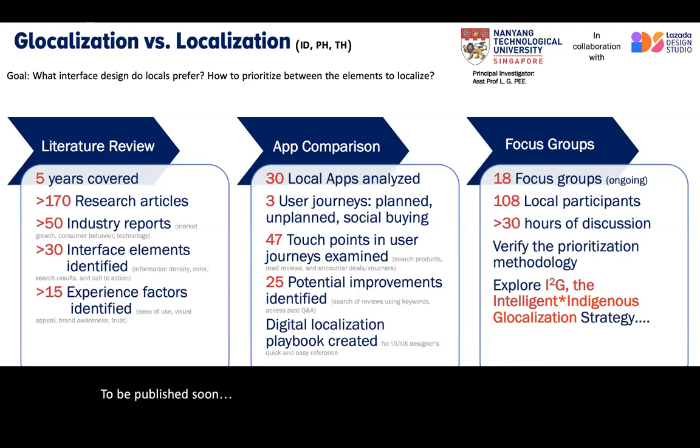And the next phase, which we are going into, is focus groups, where we will be doing about 18 focus groups, 6 in each market, where there will obviously be a lot of discussion on all these findings which we already have from the literature review and the app comparison. We want to verify the prioritization methodology. So there is a framework which NTU and Lazada are coming up with. It's called the I2G. It's obviously going to be a patented one for both of us, and it's the Intelligent and Indigenous Localization Strategy. The details of it will be published soon.